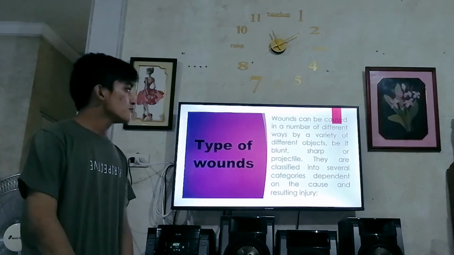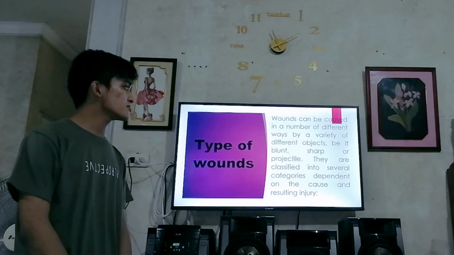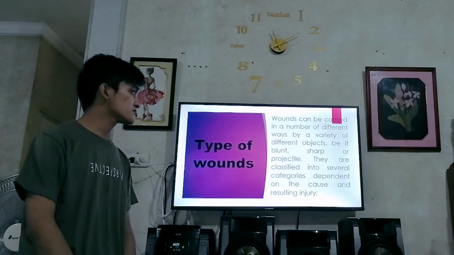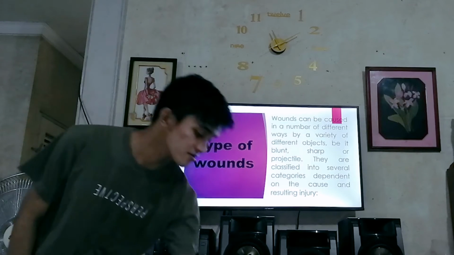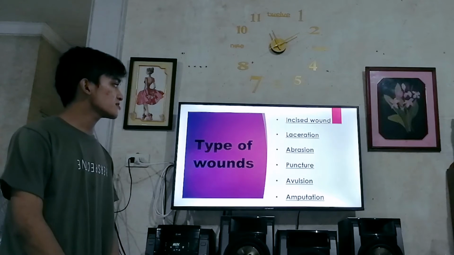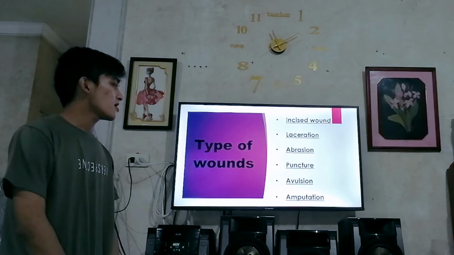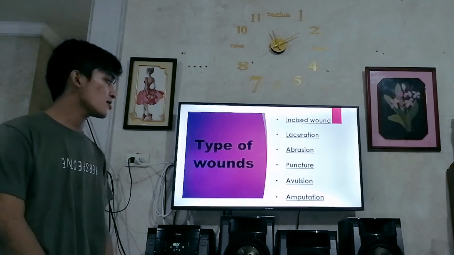Types of wounds. Wounds can be caused in a number of different ways by a variety of different objects, be it blunt, sharp, or projectile. They are classified into several categories dependent on the cause and resulting injury. These are the types of wounds: incised wound, laceration, abrasion, puncture, avulsion, and amputation.